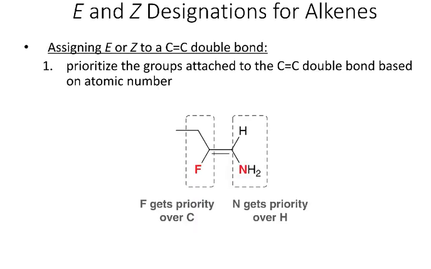So the first step in assigning these E and Z designations is to assign priorities to the groups attached to the carbons connected by the double bond. And we do this based on atomic number. And so assigning these priorities is exactly like assigning the priorities when we designated R and S configurations. So if you need help on assigning the priorities, I would recommend going back and watching that video. So in this case, the fluorine gets priority over the carbon. And so that would be the highest priority, that would be the lowest priority, and then the nitrogen gets priority over the hydrogen, so I have priority 1 and priority 2.